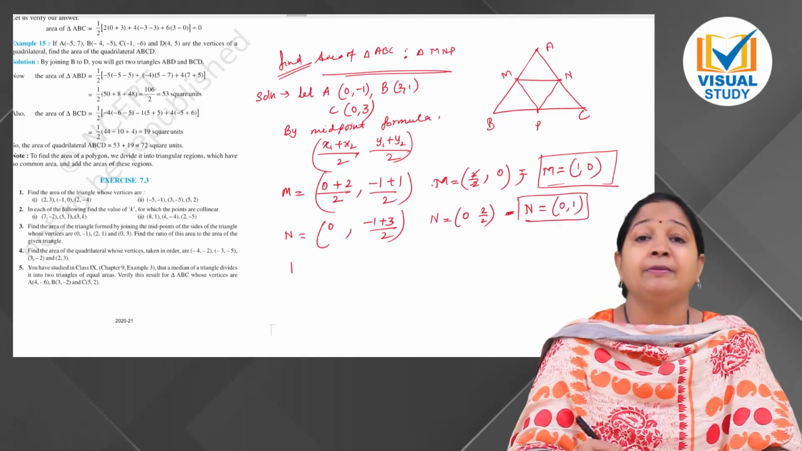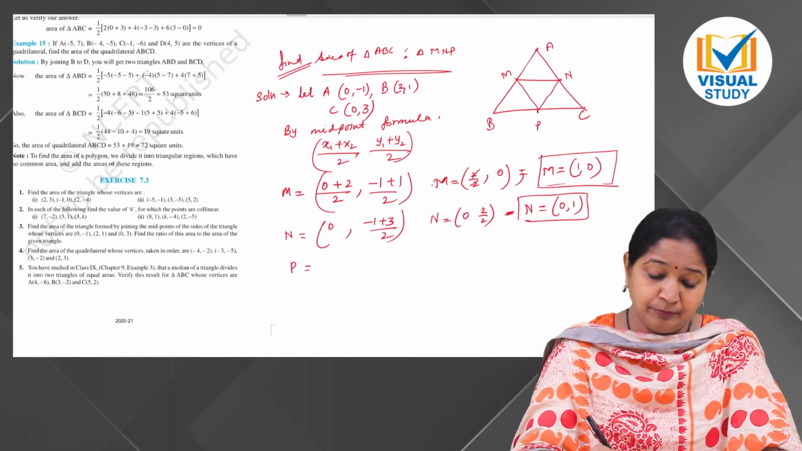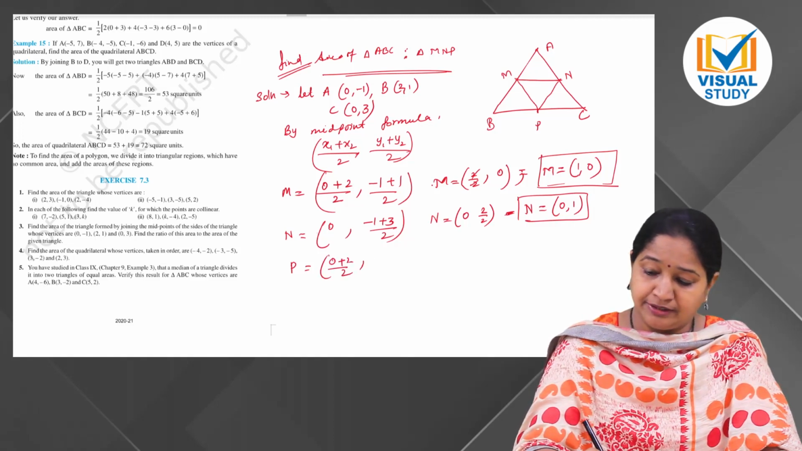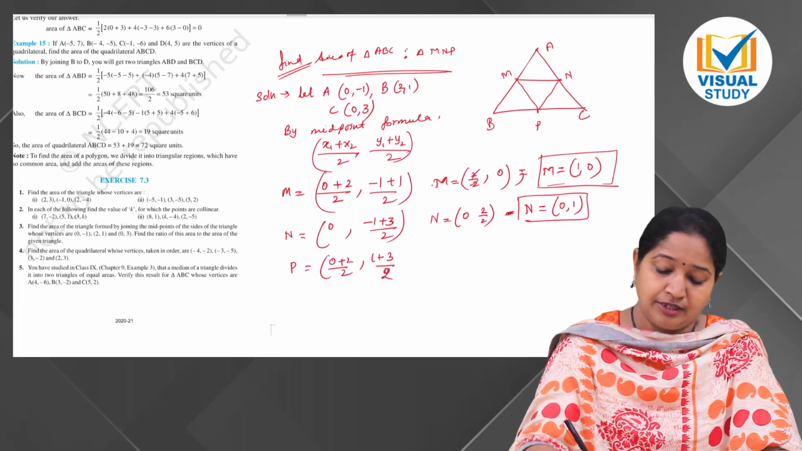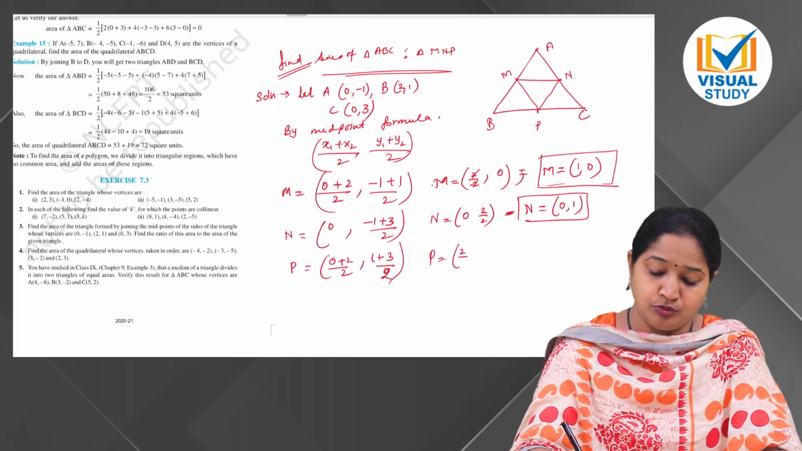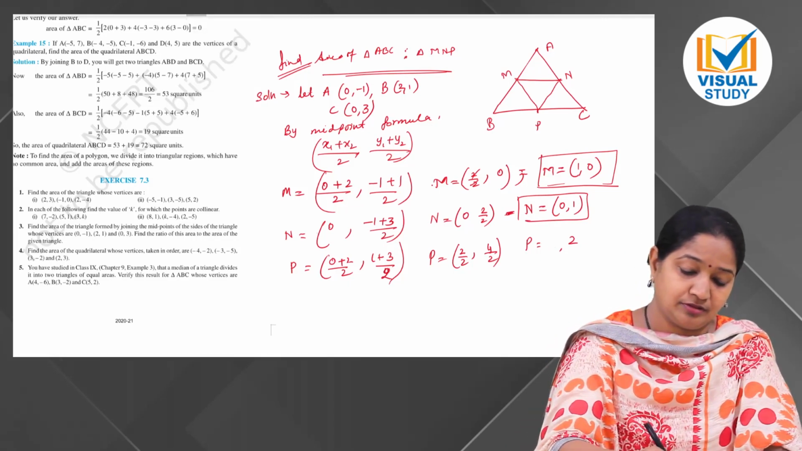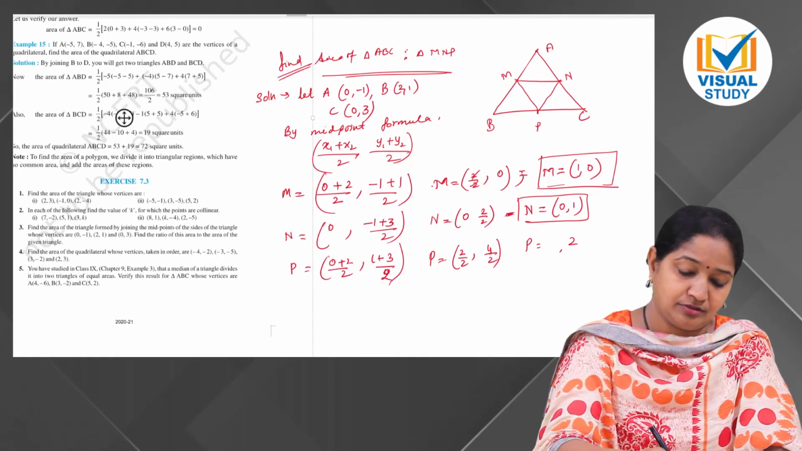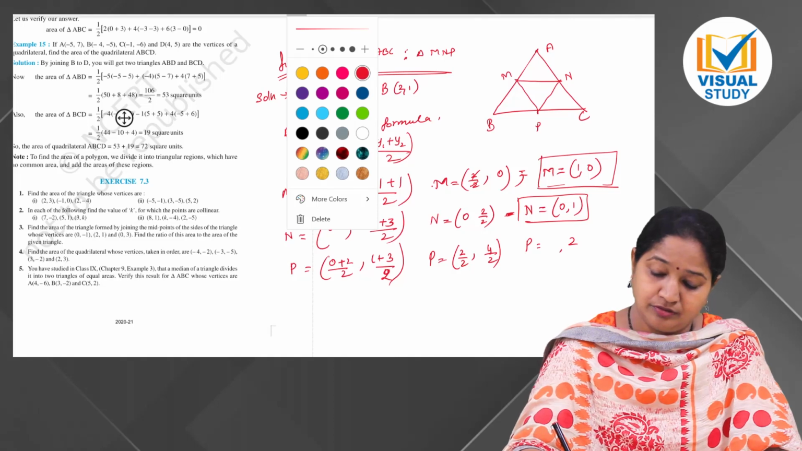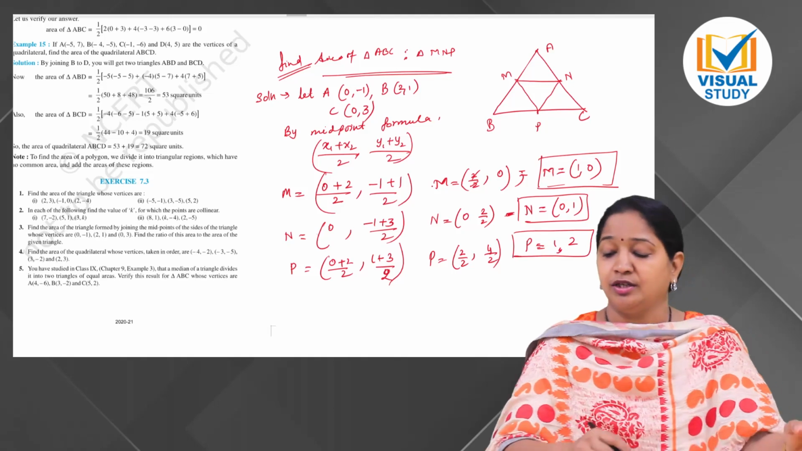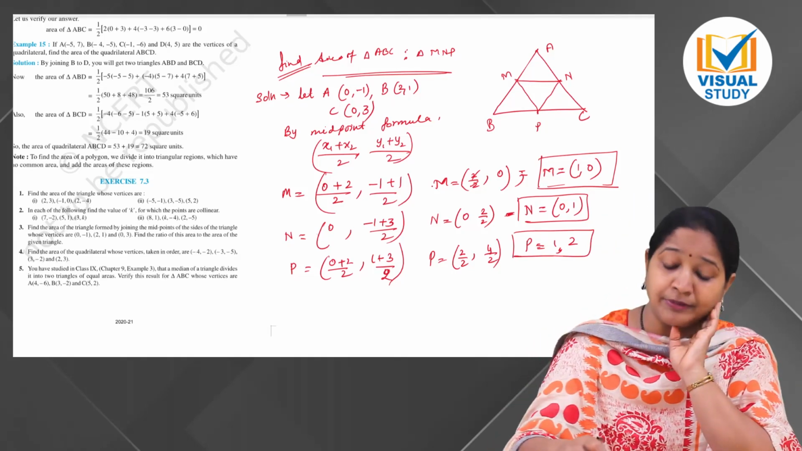What is your P? The midpoint of B and C, that is 0 plus 2 upon 2 and 1 plus 3 upon 2. P is equal to 2 upon 2 and 4 upon 2, and that you get is (1, 2). So you got P also. Now you can find the area of the triangle MNP.